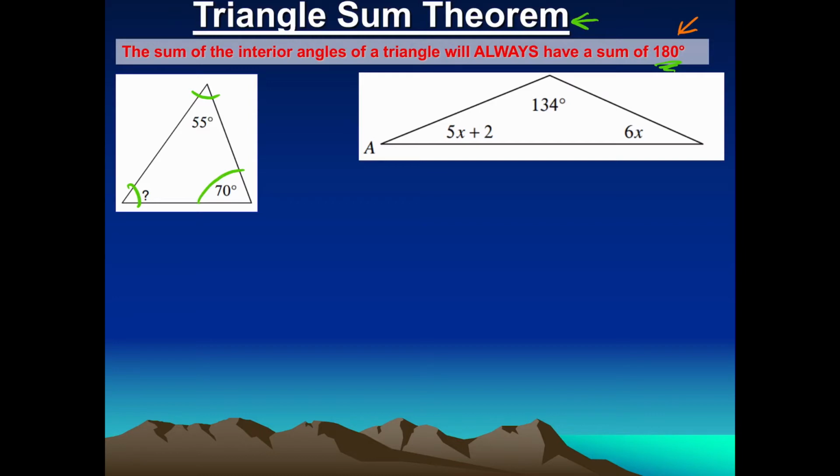So for the first example right there, we have two angles that are given, and one angle that is not. We're just going to set up a really simple equation to solve this. x is the missing angle, plus 55, plus 70. The triangle sum theorem states that all angles add up to 180 degrees. Then I'm just going to solve this like I would any equation. So 55 plus 70 is 125.